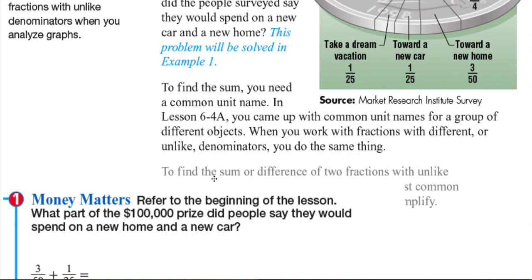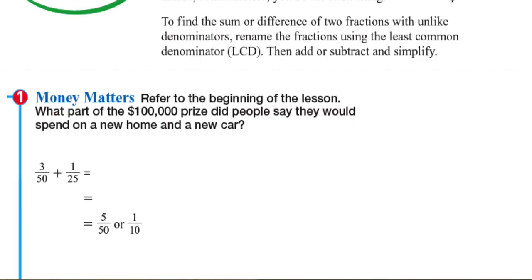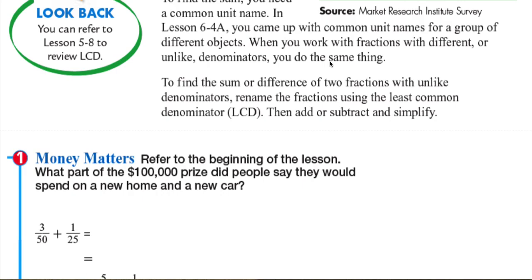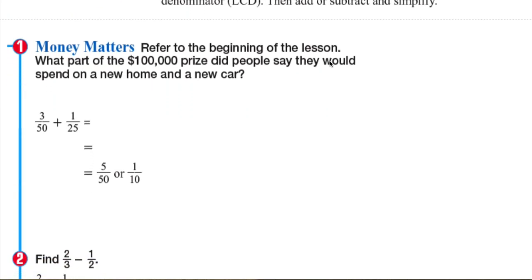So to find the sum or difference of two fractions with unlike denominators, rename the fractions using the least common denominator, then add or subtract, and then simplify. Lesson 5-8 deals with the LCDs, so review that one if you don't remember.